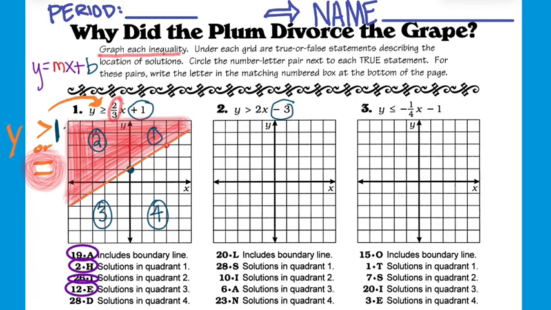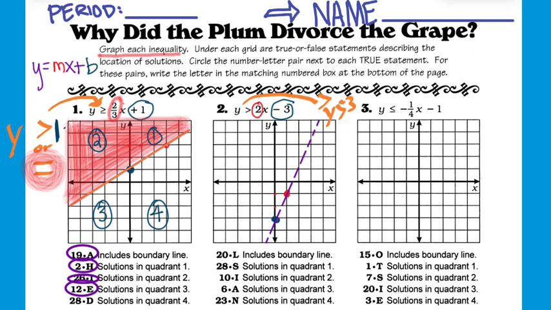Number 2, I start with my y-intercept of -3, and you can pause the video and go ahead and try number 2 on your own. So when I do number 2, I start at -3, I do my rise over my run, and this time I see that y is greater than -3, so it cannot be on the boundary line. So I just go ahead and dash that line. I erase a little bit, making it a dashed line, so that I know it does not include that line.